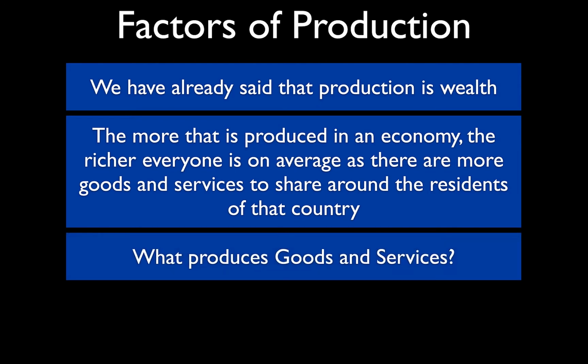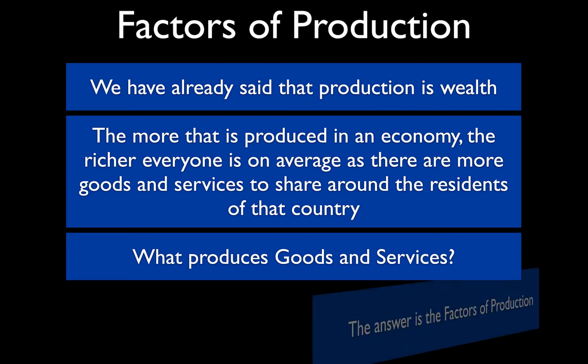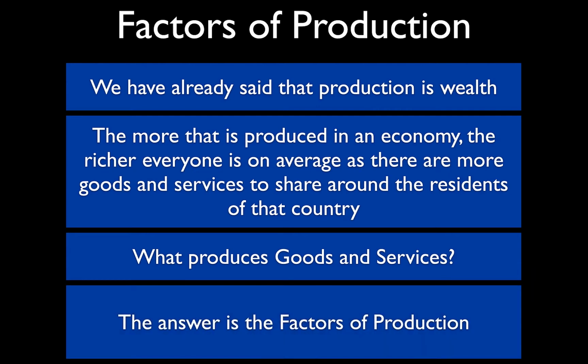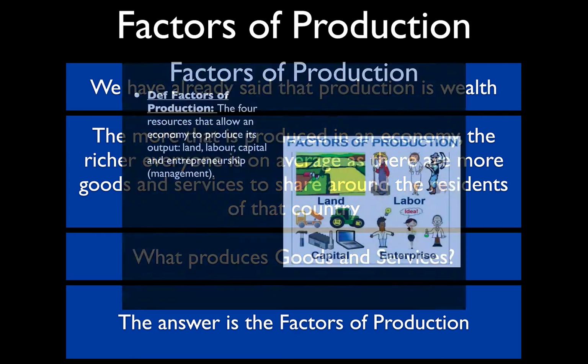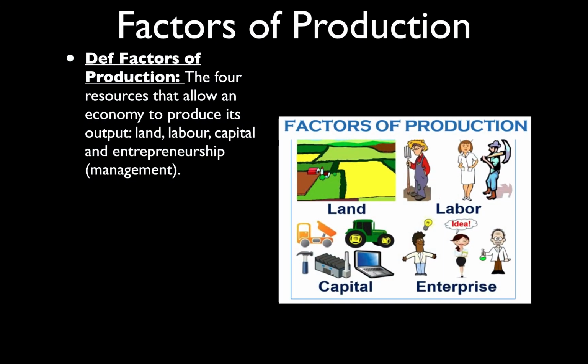But of course, the thing then that we have to move on to is what produces goods and services. And the answer is the title to this slide, which is the factors of production. Okay, so what are the factors of production? So this is the definition. You absolutely have to learn it off word perfect. The factors of production are the 4 resources that allow an economy to produce its output: land, labour, capital and enterprise, and or entrepreneurship. And of course, part of entrepreneurship can be management of their own company.